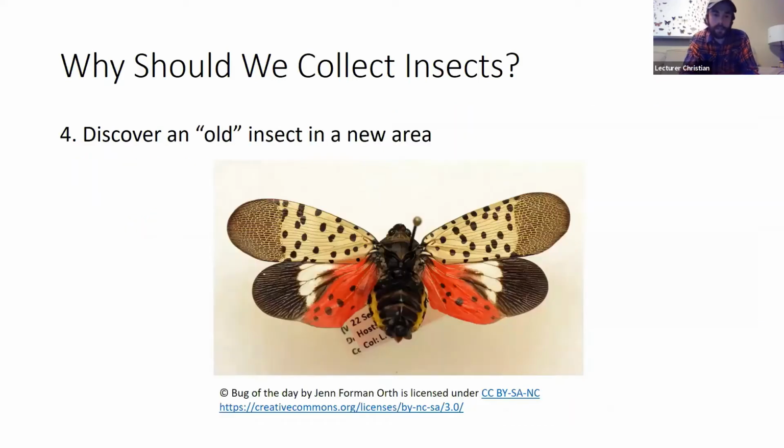So we also collect insects to discover an old insect in a new area. By this, we mean invasive species. Here we have a spotted lanternfly, which is an invasive insect from Asia that was found in Pennsylvania in 2014. It can cause damage to trees and grapes. In the northeastern United States, if a spotted lanternfly is seen or collected, especially in an area that hasn't been seen before, it has to be reported immediately.